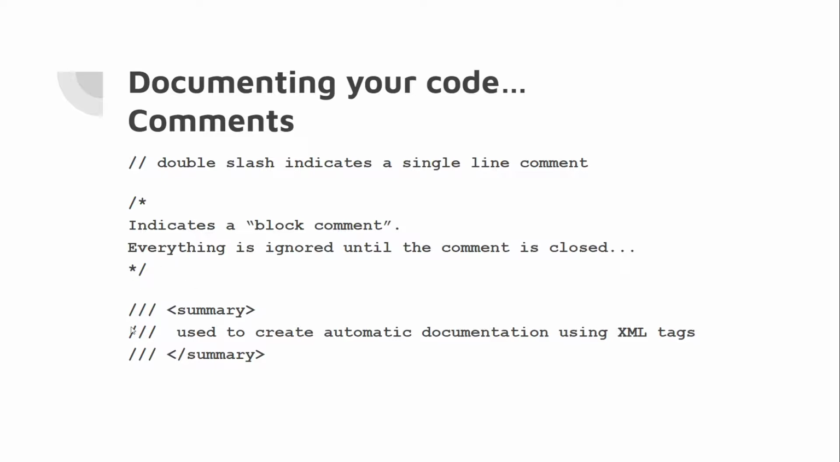Now, there's this other extra one, which we probably won't use much, but you should be aware of it just in case you're looking at anyone else's code: the triple slash. This allows you to create automatic documentation using XML tags. So you can use triple slash and then begin summary, then put a bunch of comments in here, triple slash end summary. Okay, so this would allow you to do things like creating automatic documentation.